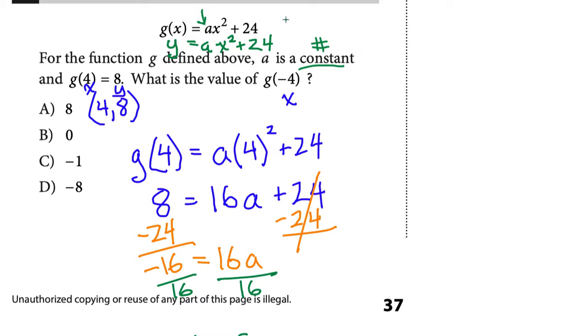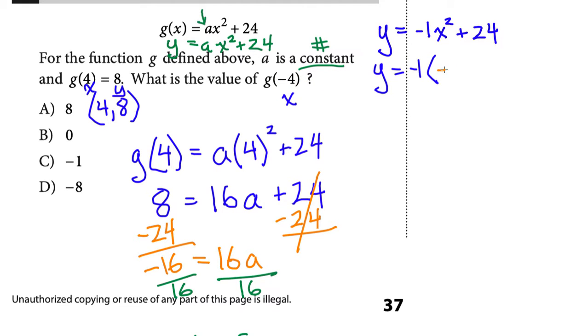I'm running out of room here. So I'm going to rewrite this equation over here on the right-hand side. So I'm now going to write y is equal to negative 1x squared plus 24. I substituted negative 1 in for a. Now it's saying plug in negative 4. G of negative 4 says plug in negative 4. What y coordinate do you get? So y is equal to negative 1 times, I'm plugging in negative 4 here.